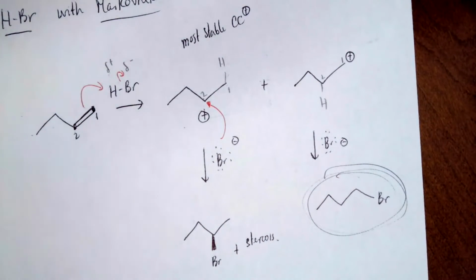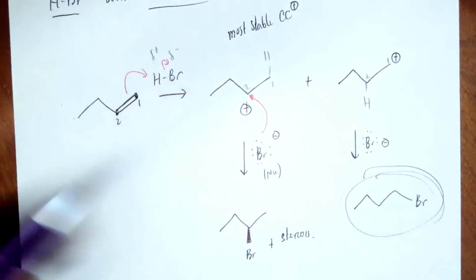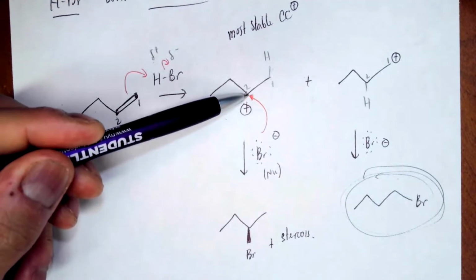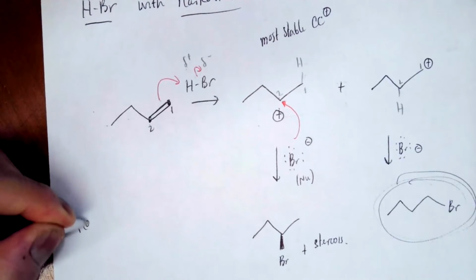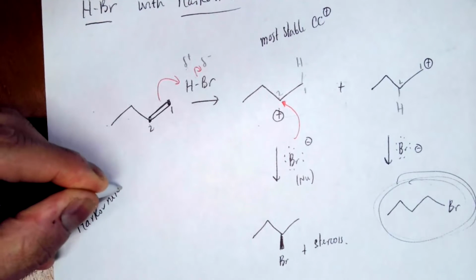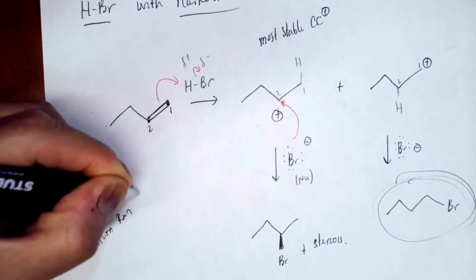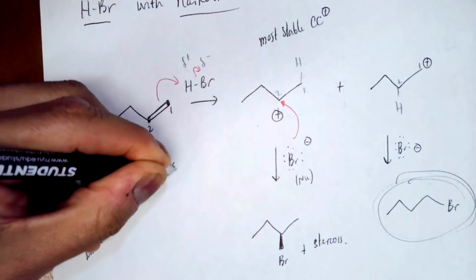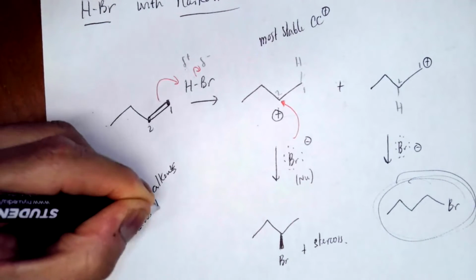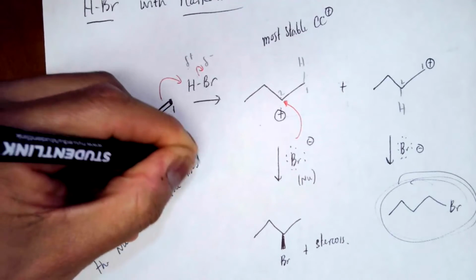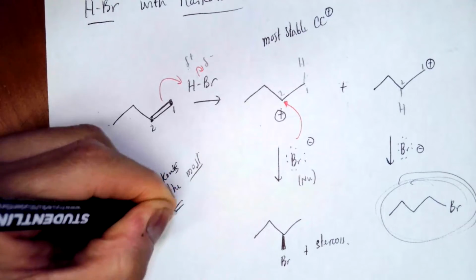obtained. Okay, what is the name of this rule? As you can see, the nucleophile, which is the bromine, is added to the most substituted carbon of the alkene, number 2. That is what Markovnikov says. Markovnikov says that in an addition reaction to alkenes, the nucleophile adds to the most substituted carbon of the alkene.